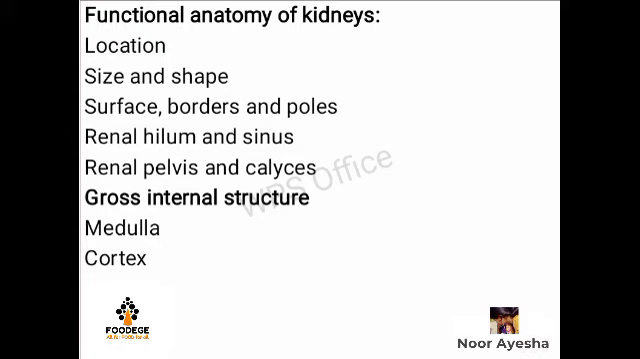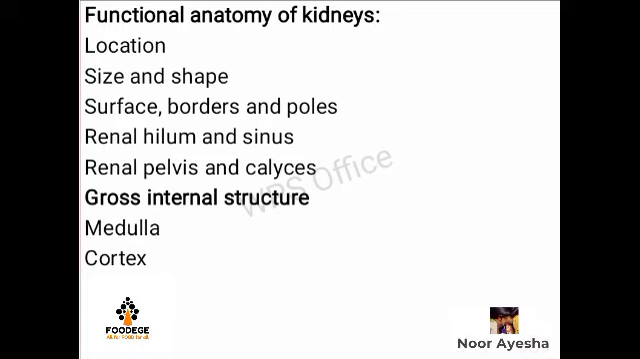Gross internal structure of the kidney, as seen in the coronal section through the organ, exhibits that kidney tissue consists of an outer region called the cortex and an inner region called the medulla. Coming to the medulla, it is made up of triangular areas of renal tissue called renal pyramids. Pyramids are 4 to 14 in number and separated from each other by cortical columns of Bertin. Each pyramid has a base directed towards the cortex and an apex or renal papilla, which is directed towards the renal pelvis and fits into the minor calyx.